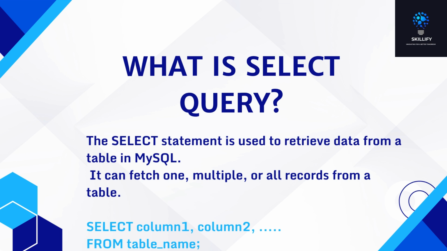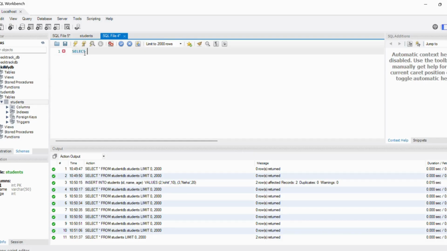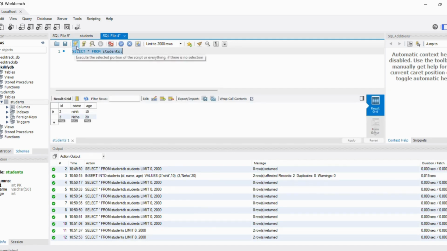The select query is used to fetch data from a table in MySQL. For example, if you want to get all the records from a table, the basic syntax is select * from students. This command will display all the records from the students table.